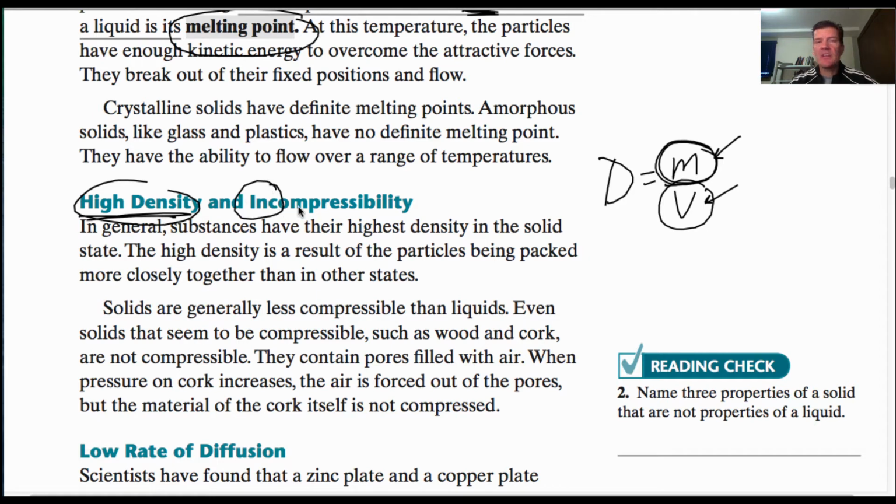Incompressible, like a liquid. You can't take a solid and put pressure on it and really change its volume very much. It's not going to happen because the particles are already packed closely together, so you're not going to make much of a difference. Okay, incompressible, you cannot compress it very much.